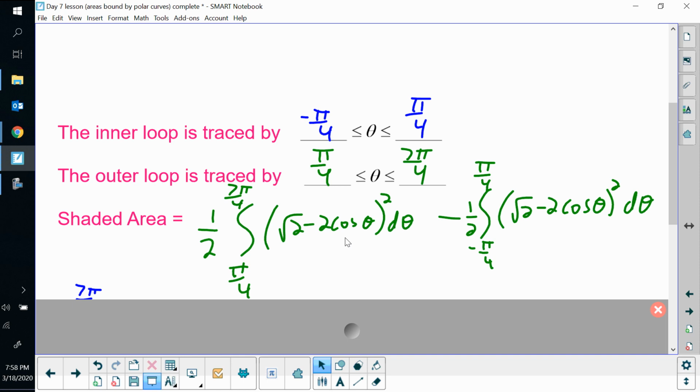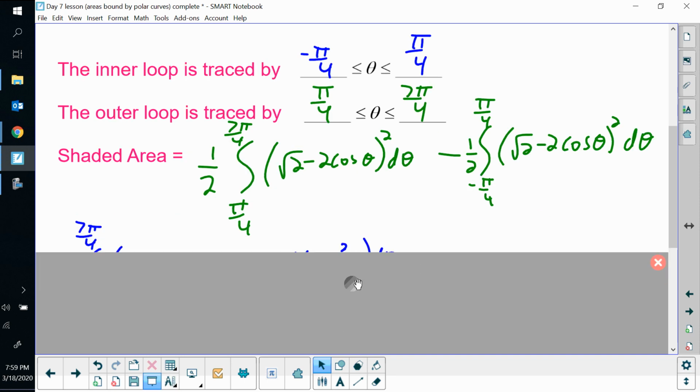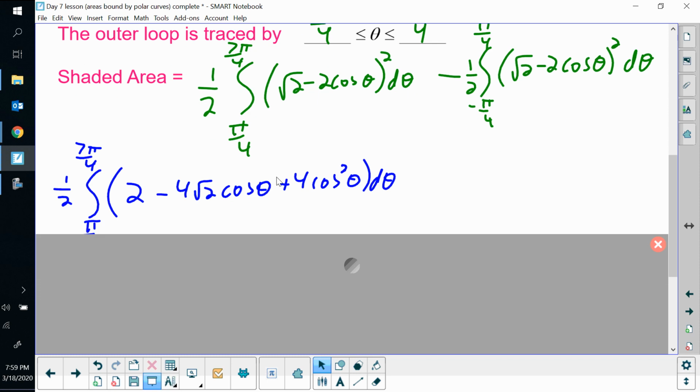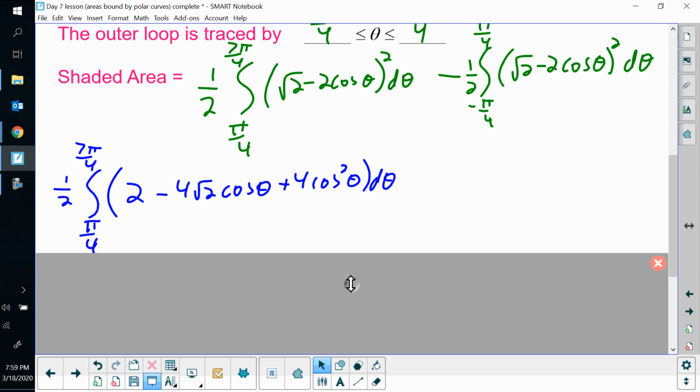In the first part here, notice it's the same equation for both, but this is our big loop. Okay, and this includes everything. And then we subtract off the negative pi over 4 to pi over 4 that we said for the little loop. And the remaining part gives us the shaded area. So the squaring out and everything is going to be the same for both, so I'll just show it for one of them.